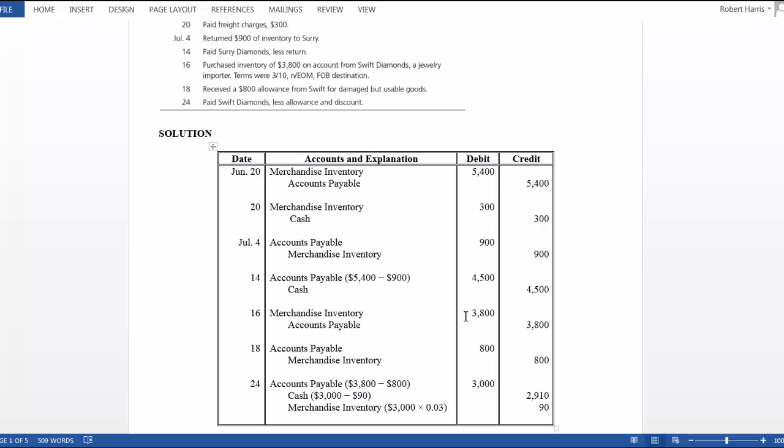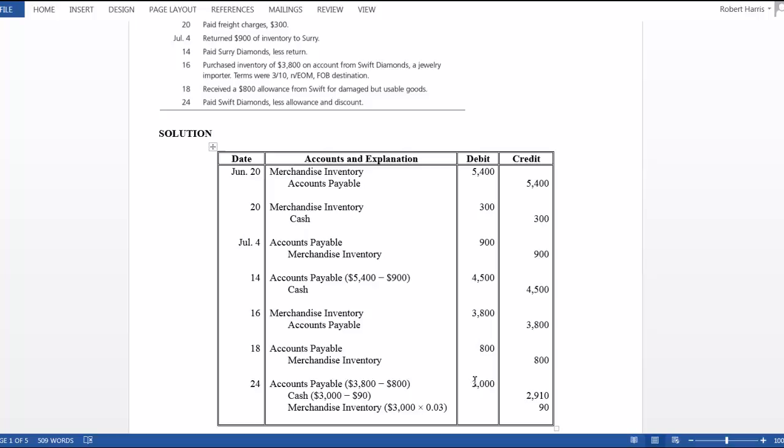We purchased this $3,800 amount of inventory, and it says they're going to give us what's called an allowance. So sometimes if they send us something and it's damaged, or maybe it's a little bit off color, maybe it's a pink instead of a red, if we call them up and discuss it with them, they might give us what's called an allowance, which means basically they are reducing what we owe them. So if they cut off $800, that means we really only owe them $3,000.